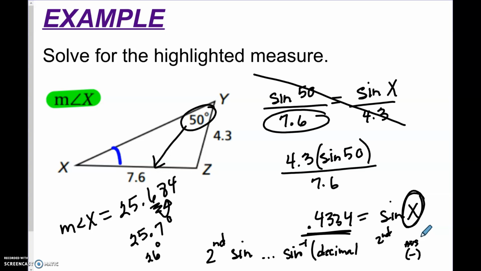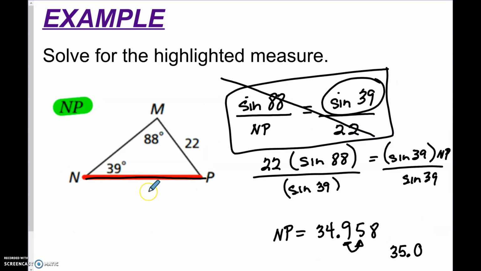All right, those are the two kinds of problems that we're solving for today. We're either looking for an angle measure like this one we just did, or this one before it, when we're looking for the length of a side.